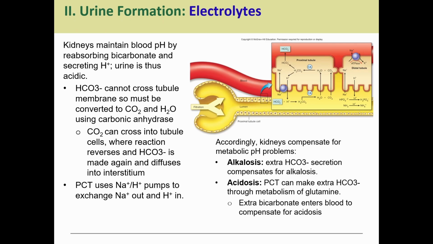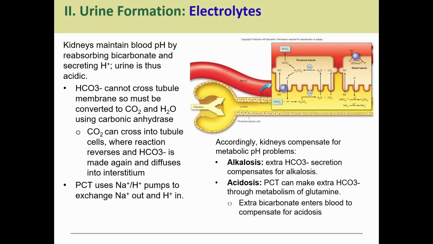So when it comes to maintaining blood pH, we reabsorb that bicarbonate, we get rid of the hydrogen ions, which means urine is going to be a little bit more acidic than blood. Blood's about a 7.4 pH. We're going to see under neutral with the pH of urine because the bicarbonate can't just directly pass through the tubule membrane. It has to be converted to carbon dioxide and water using our carbonic anhydrase enzyme. Carbon dioxide totally can cross in, where then we can reverse.